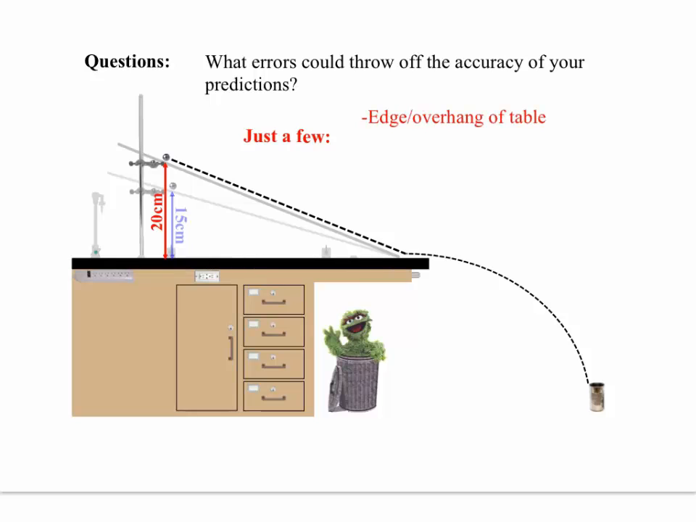The edge or overhang of the table provides another potential source of error. The cup is placed on the ground some horizontal distance from the end of the table, and so your lab team needed to somehow figure out a way to mark the end of the table on the floor below and then measure from that location to where the cup would be placed. Because your team somehow needed to measure where the edge of the table lined up with the floor, that leads us to another potential source of error.